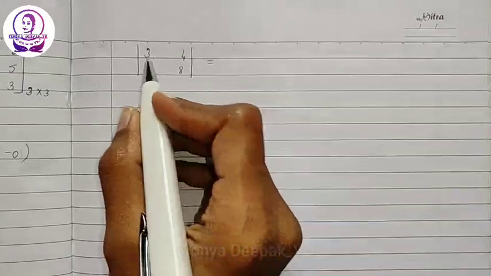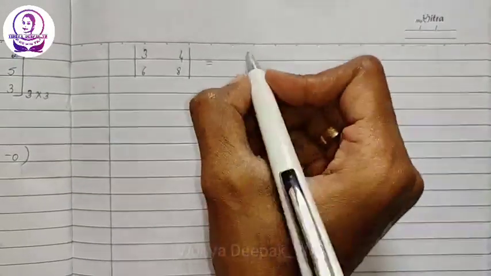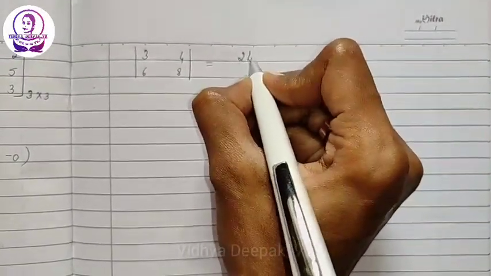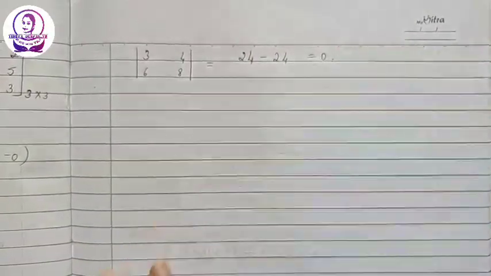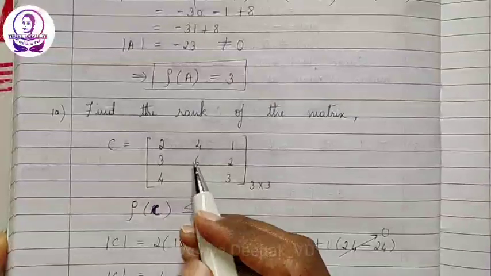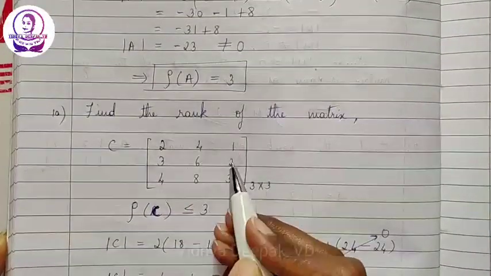So what is the determinant? 8 3s are 24 minus 6 4s are 24, that is equal to 0 again. So we'll check for the next minor. What is the next minor? We will take this 4 6 1 2.